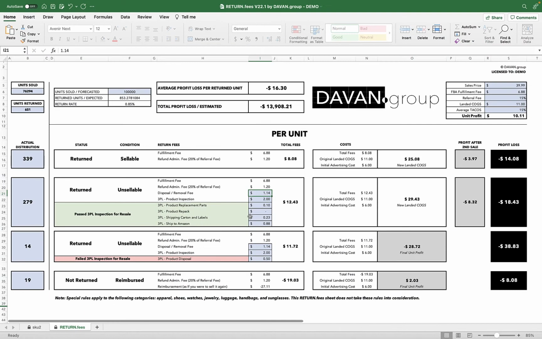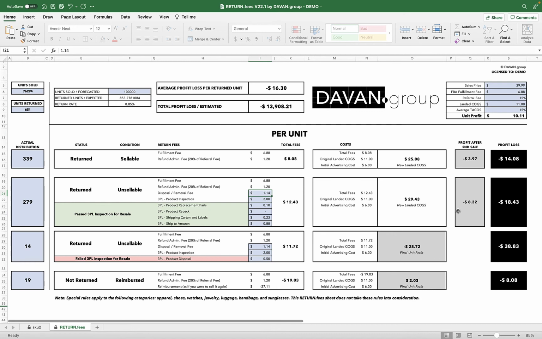Amazon takes care of all these fees, so there's not much action you can take except for one big one. And that is to send your units to a 3PL, because those 293 units that Amazon said were unsellable, well, guess what? 279 of them were sellable, and we were able to recover some profit because of that. So if you take any action based on these findings, get yourself a 3PL or some inspection service that can help you recover these lost costs.